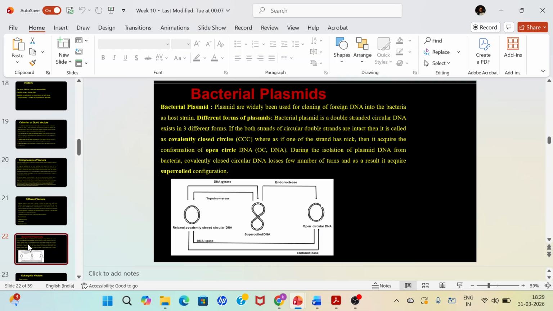A bacterial plasmid is a double-stranded circular DNA that exists in three different forms. If both the strands of the circular double strand are intact, it is called a covalently closed circle. If one of the strands has a nick, it acquires the conformation of an open circle DNA. And during the isolation of plasmid DNA from the bacteria, covalently closed circular DNA loses a few turns, and as a result it acquires the supercoiled configuration. So these are the three forms in which a bacterial plasmid generally exists.